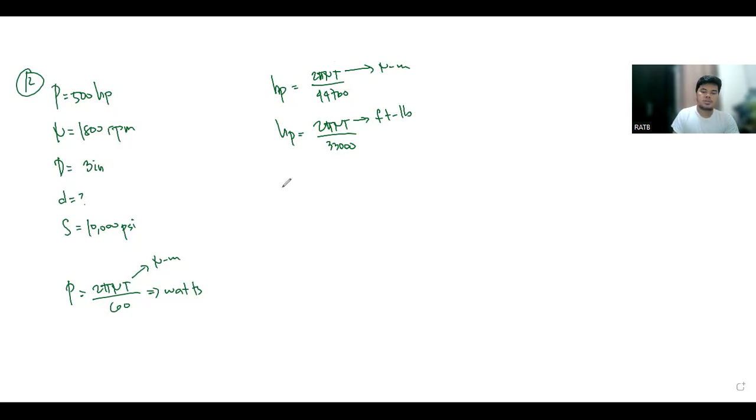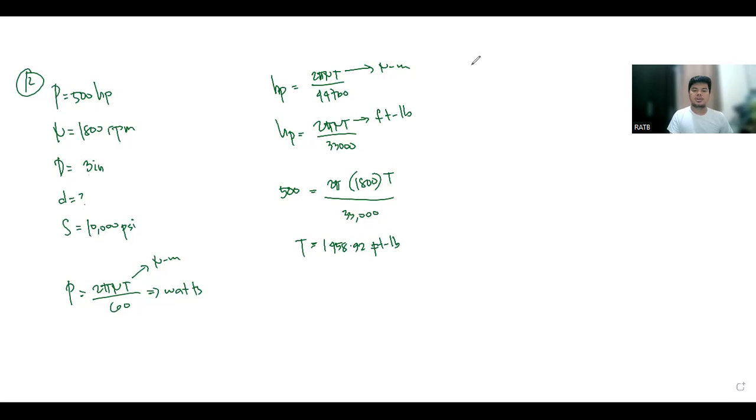That's 500 HP equals 2 pi n, which is given directly, divided by 33,000. Torque then is equivalent to, the answer is 1,458.92 foot-pound.